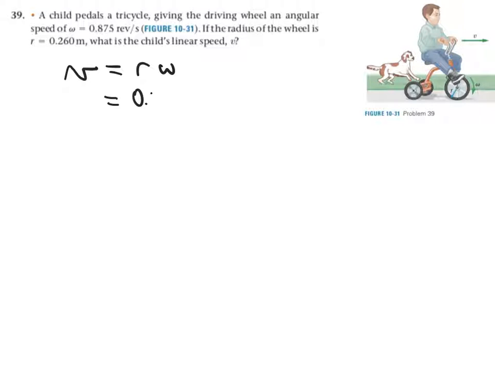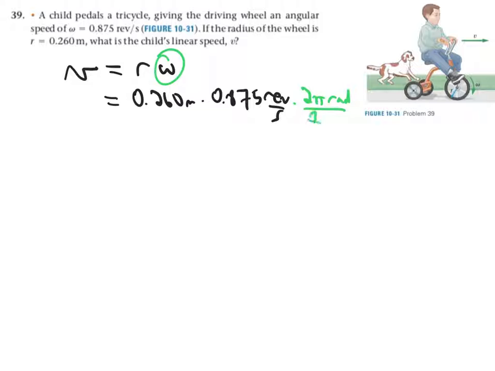We can say we have 0.260 meters times 0.875 revs per sec. But we have to remember that to get this result right, this has to be in radians. So I'll change revolutions to radians by remembering that there are 2 pi radians in 1 full revolution. And that gives us 1.429 meters per second. And looking that we have 3 sig figs everywhere, it's really 1.43 meters per second.